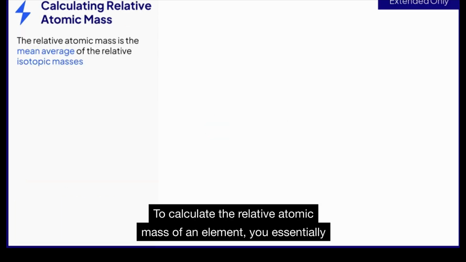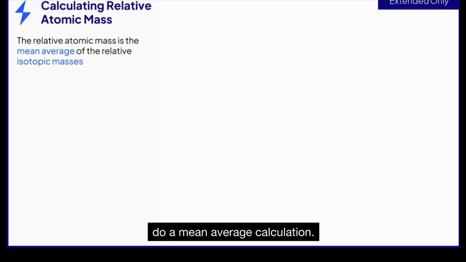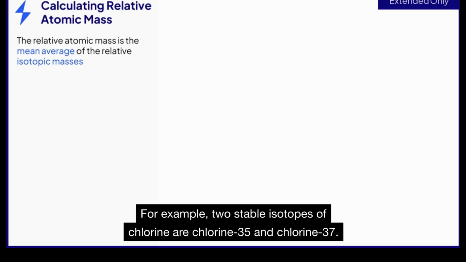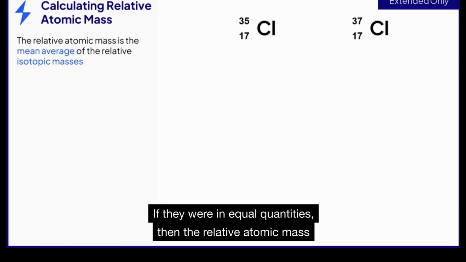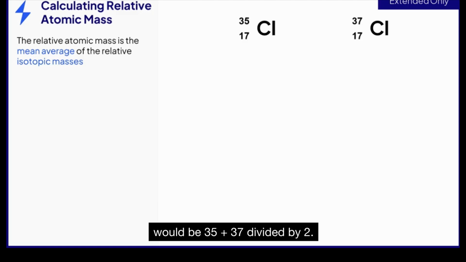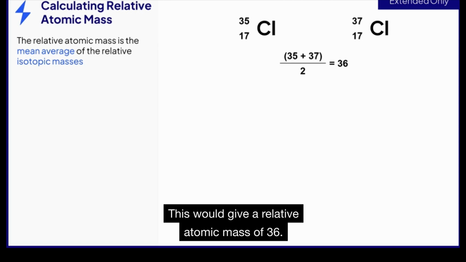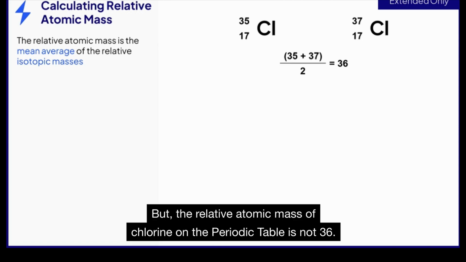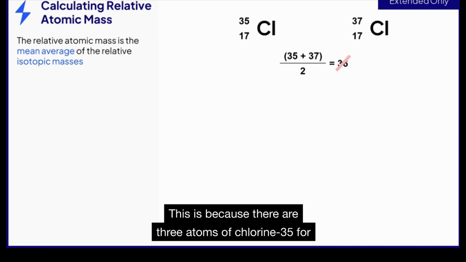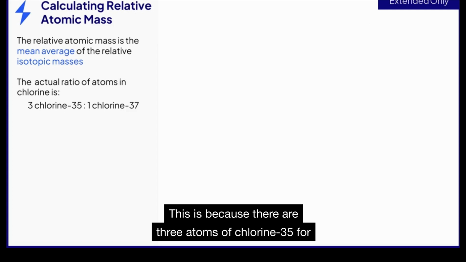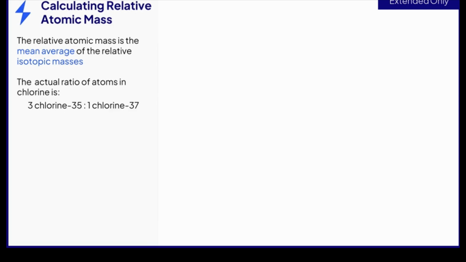To calculate the relative atomic mass of an element, you essentially do a mean average calculation. For example, 2 stable isotopes of chlorine are chlorine-35 and chlorine-37. If they were in equal quantities, then the relative atomic mass would be 35 plus 37 divided by 2. This would give a relative atomic mass of 36. But the relative atomic mass of chlorine on the periodic table is not 36. This is because there are 3 atoms of chlorine-35 for every 1 atom of chlorine-37.